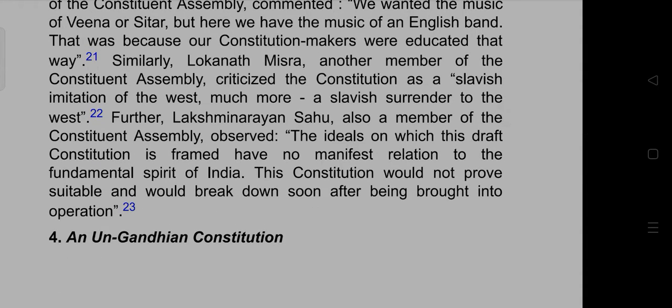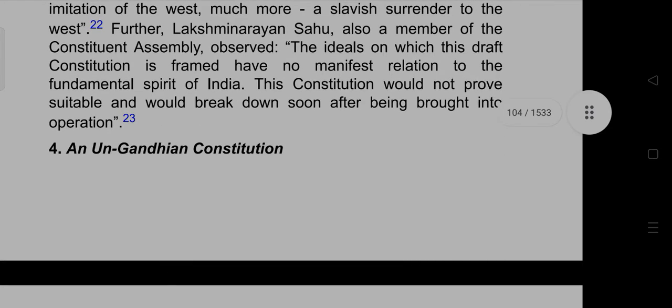Similarly, Loknath Misra, another member of the Constituent Assembly, criticized the Constitution as a slavish imitation of the West, much more a slavish surrender to the West. Further, Lakshminarayan Sahu, also a member of the Constituent Assembly, observed that the ideals on which this draft constitution is framed have no manifest relation to the fundamental spirit of India. This constitution would not prove suitable and would break down soon after being brought into operation.